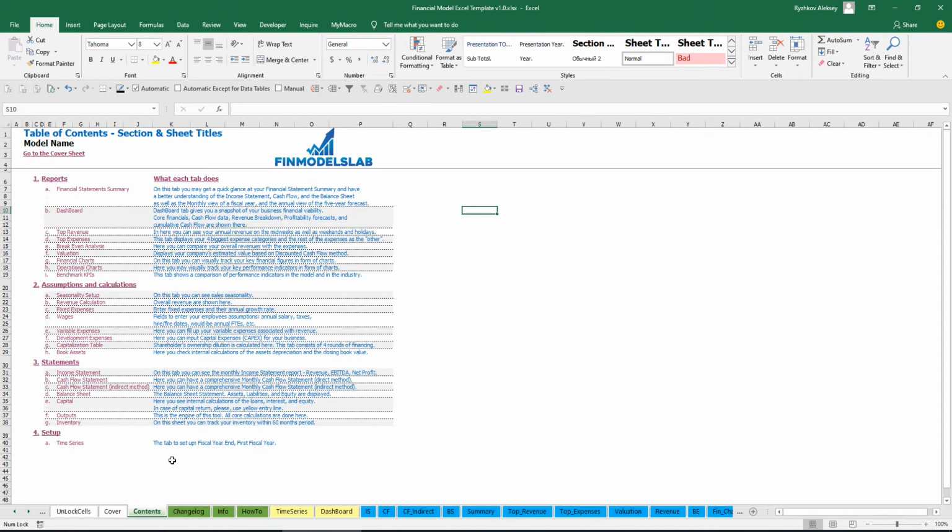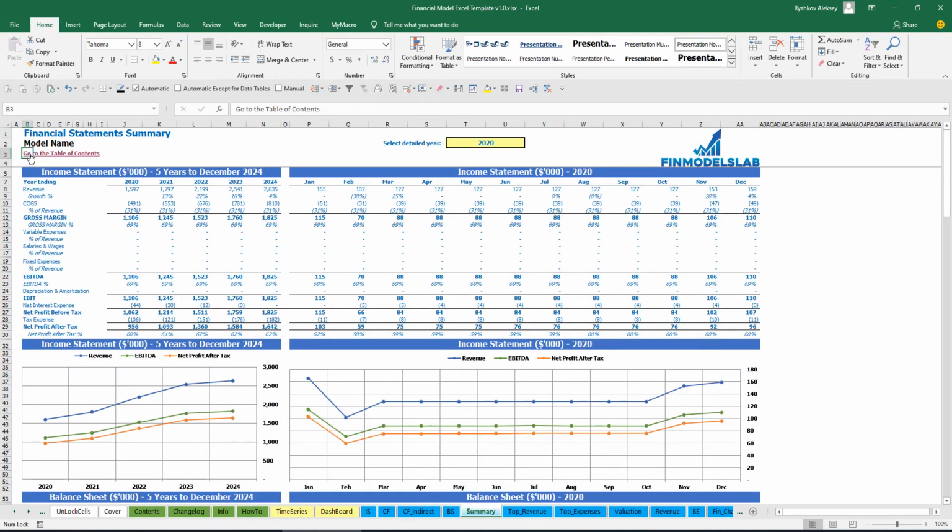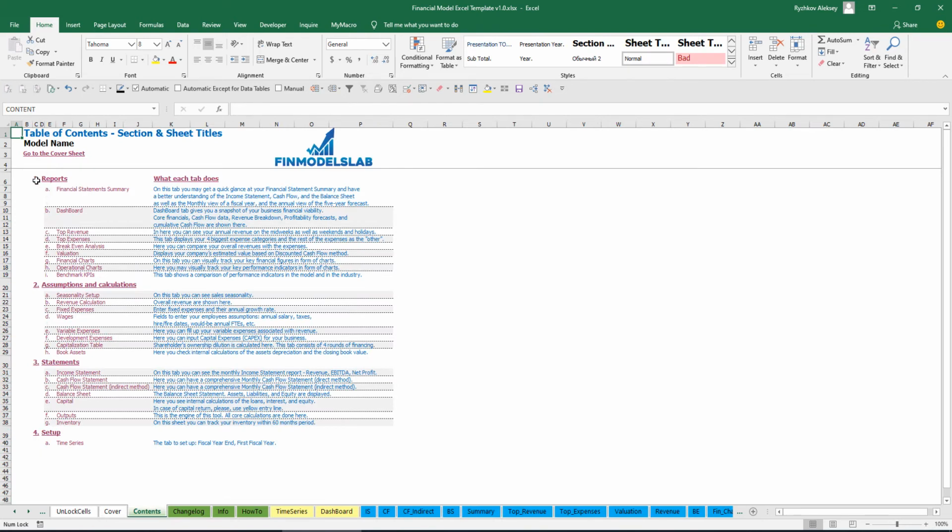Additionally, you have Contents tab, which allows you to navigate across the model very simply. So you may click on any report and you can go back. It is broken down by reports, assumptions, statements and setup.